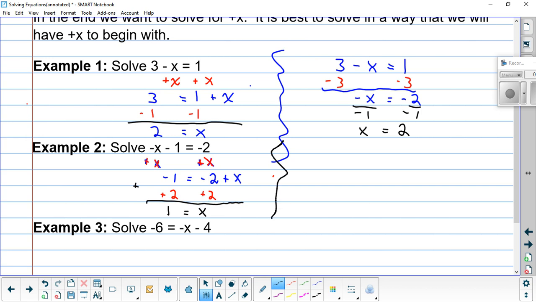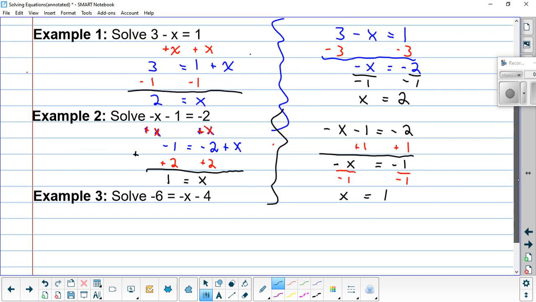Then, if we want to try the other way over here, we start off with minus x minus 1 equals negative 2. And we can add our 1. So we're going to find that we have negative x equals negative 1. And so at the end, we can divide by negative 1 to find that x equals 1.